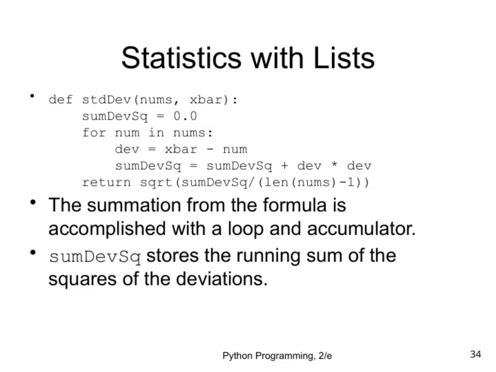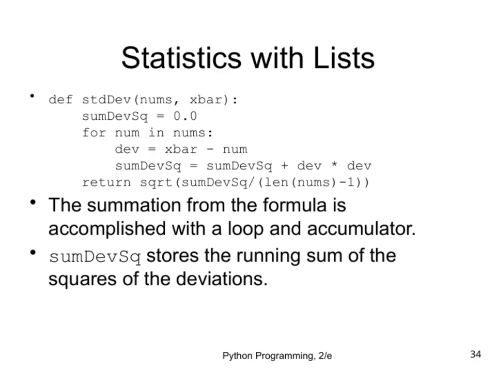Let's walk through this Python function for calculating standard deviation. The function is named std_dev and it takes two parameters, nums, which is a list of numbers, and xbar, the mean of those numbers. First, we initialize a variable called sumDevSQ to 0. This variable will serve as our accumulator or running total for the squared deviations. Then, we use a for loop to go through each number in the list. For each number, we calculate the deviation by subtracting the number from the mean. We then square that deviation by multiplying it by itself. Next, we add this squared deviation to our accumulator, sumDevSQ.